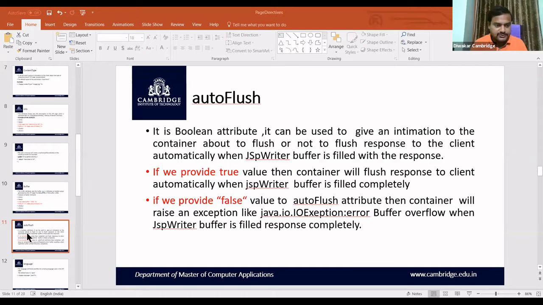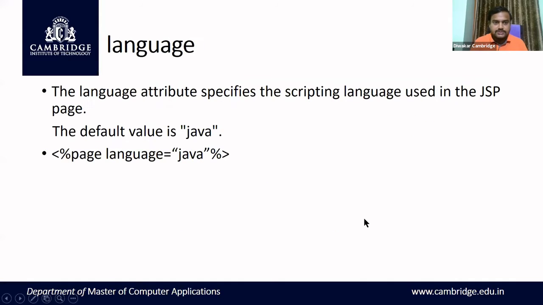Next we'll discuss some more attributes here. One more type of attribute is the language attribute. How to use the language? The language attribute specifies the scripting language used in the JSP page, right? What is the scripting language used in the JSP page?